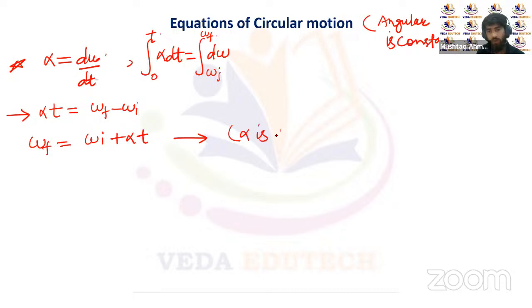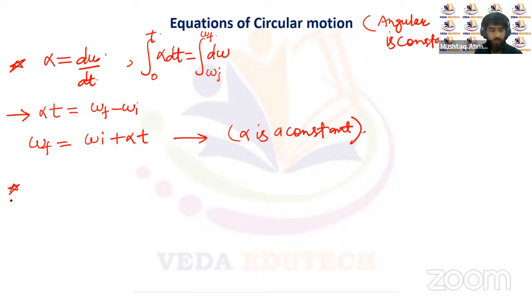Alpha must be constant, then only we can use such an equation for circular motion. So omega final is equal to omega initial plus alpha t. That's the final angular velocity, or we can say the first equation.